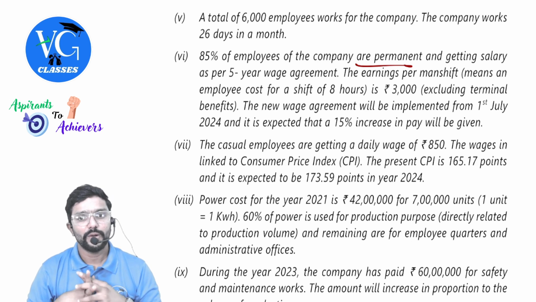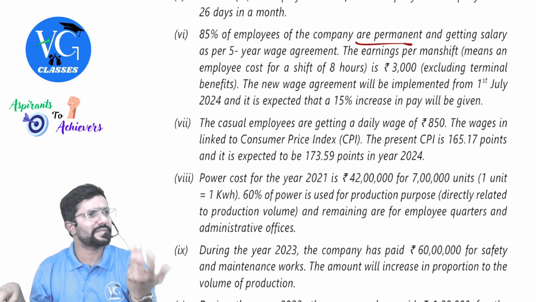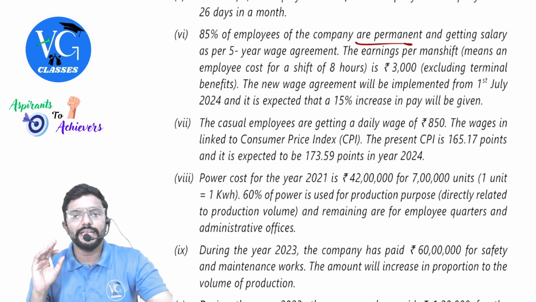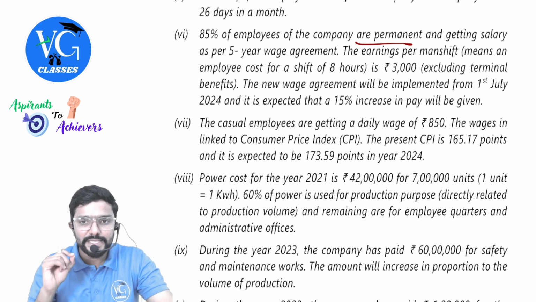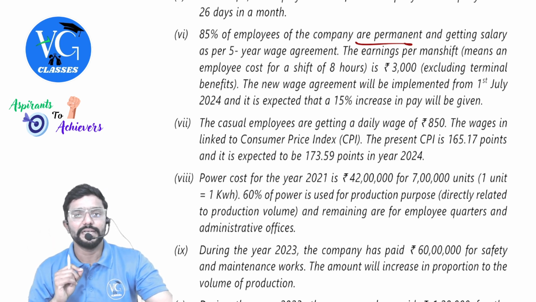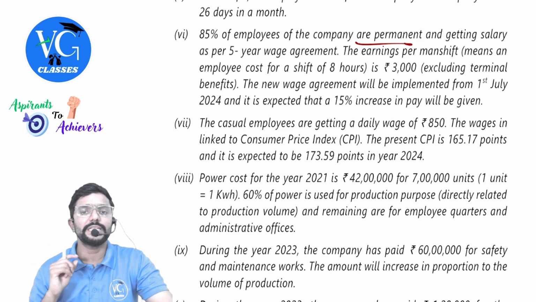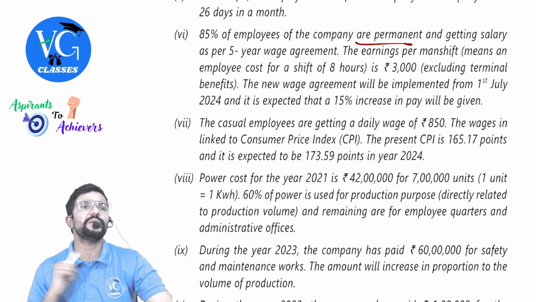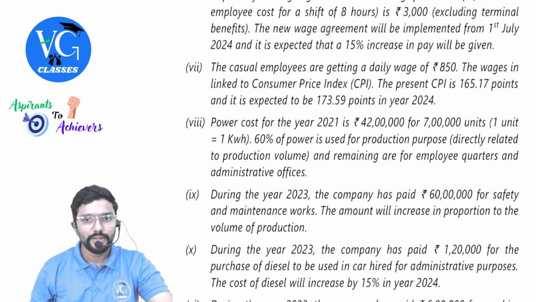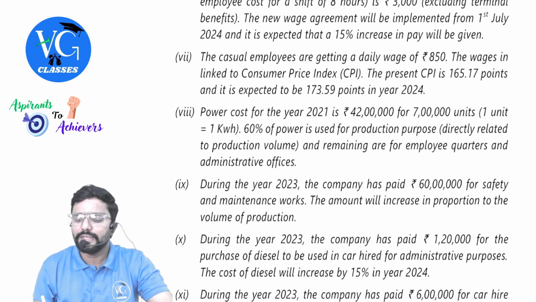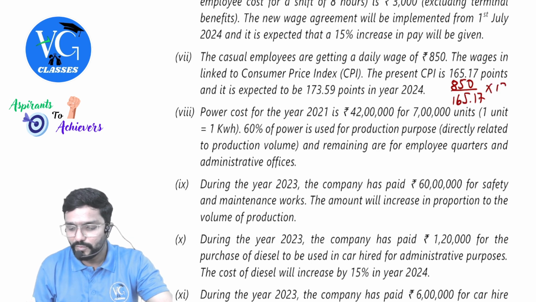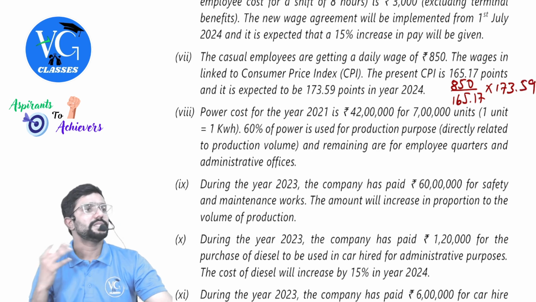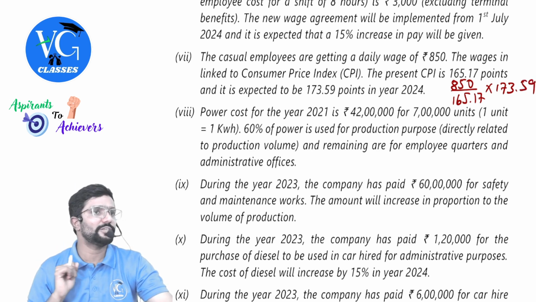Please be careful. Next, the casual employees, the remaining 15%, are getting a daily wage of 850. The wages are linked to the consumer price index. The present CPI is 165.17 points and is expected to be 173.59 points in the year 2024. So we need to calculate this 850. Simple. 850 was when CPI was 165.17. Now CPI would be 173.59. This would be the wage cost per day for casual workers.